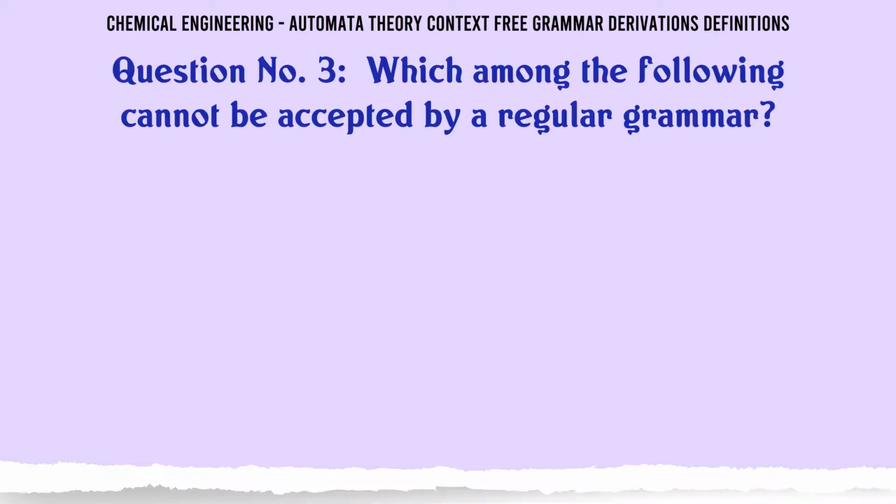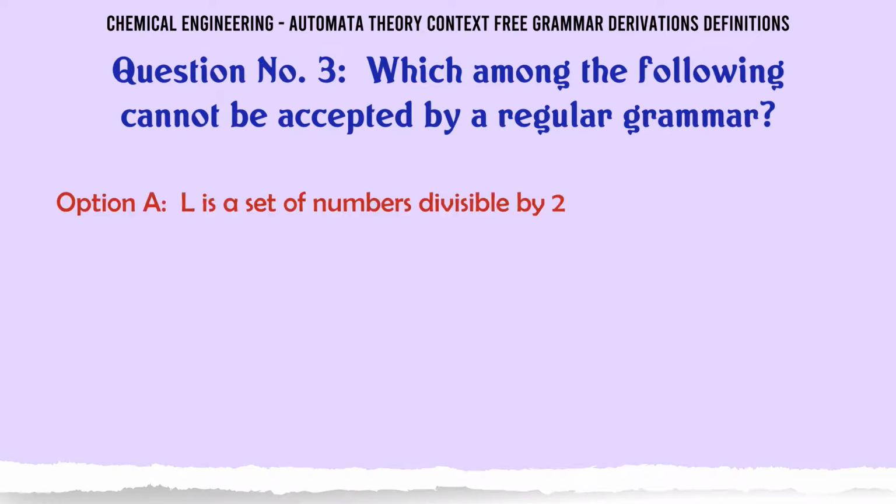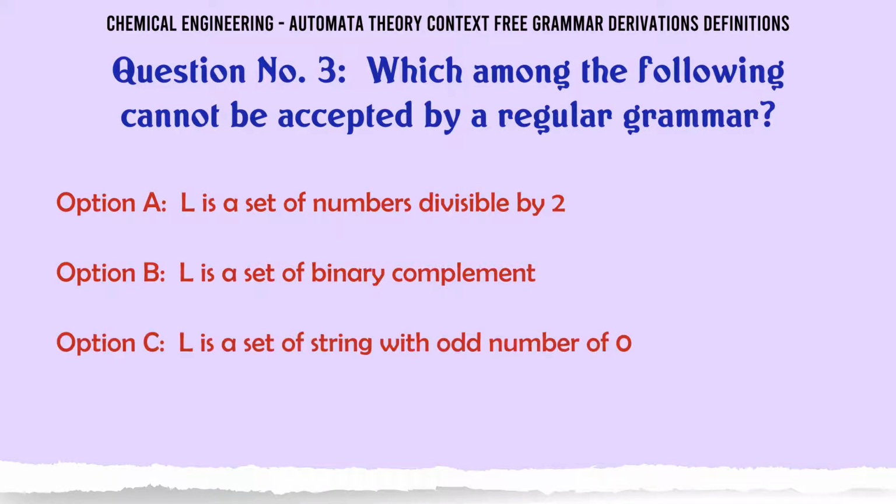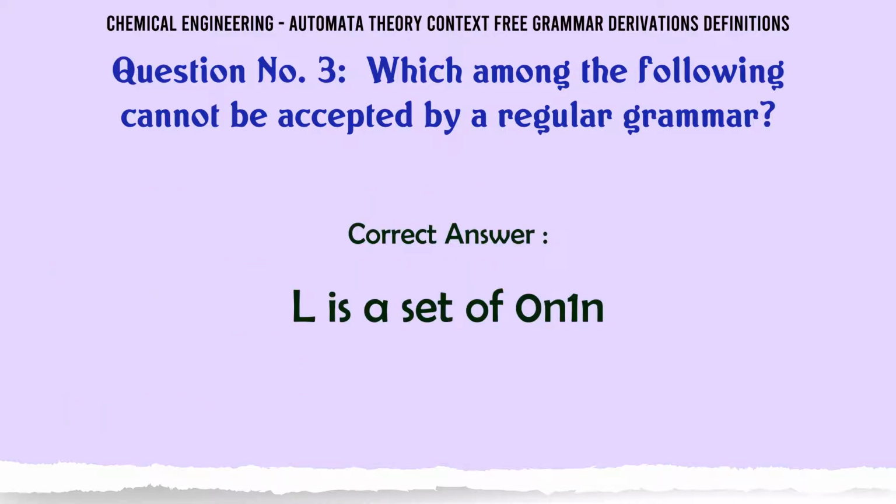Which among the following cannot be accepted by a regular grammar? A. L is a set of numbers divisible by 2. B. L is a set of binary complement. C. L is a set of strings with odd number of 0s. D. L is a set of 0^n 1^n. The correct answer is D, L is a set of 0^n 1^n.